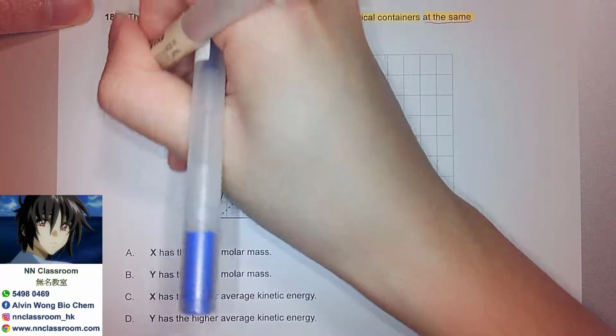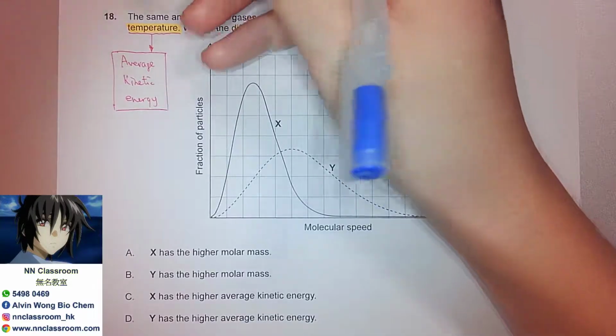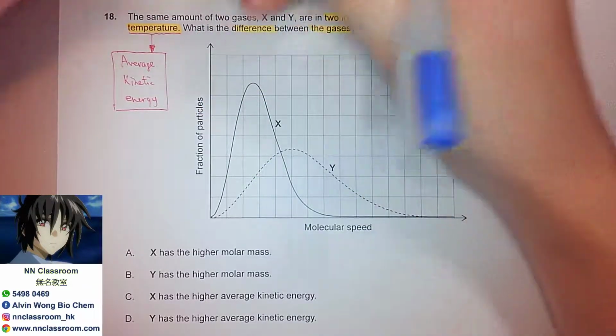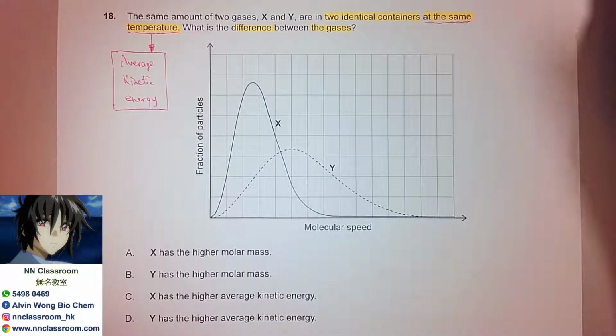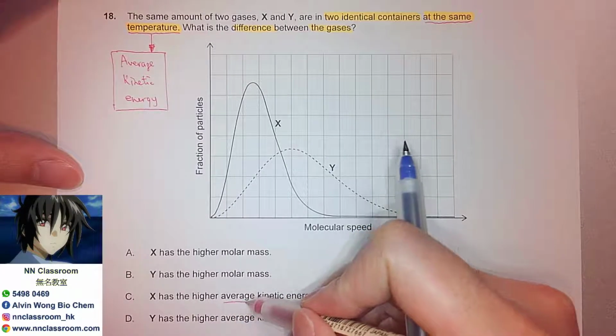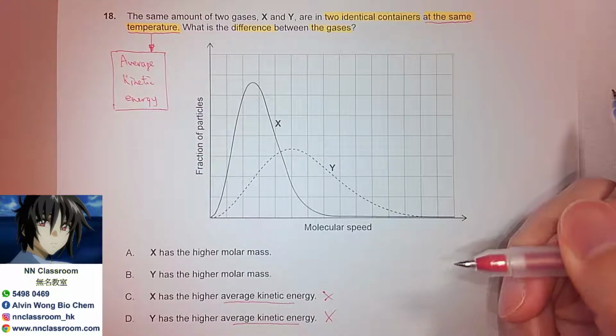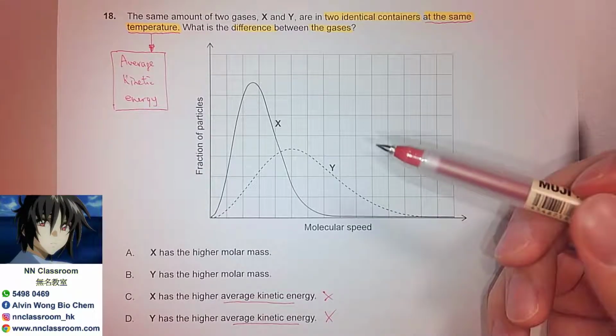This basic concept is a little bit related to physics, but students are still required to know this foundation from topic 1 in terms of the kinetic theory. Temperature is a parameter demonstrating the average kinetic energy of particles. So assuming the same temperature, the average kinetic energy between X and Y should be the same, not any different. So not C and not D.